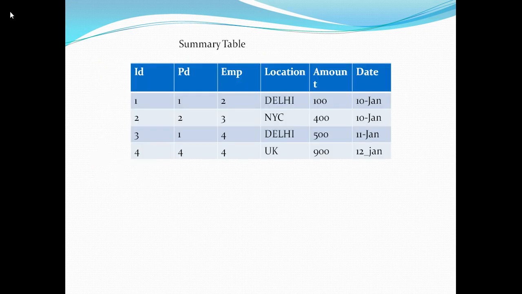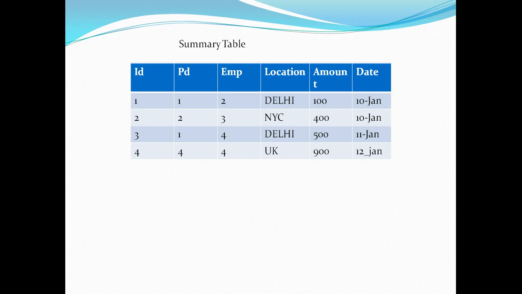Let's understand that with our real summary table. This table has billions of rows and it has a surrogate key column ID. Then it has the details of the products that are being sold, the employee who sold the product, the location at which the product was sold, the amount of revenue that was generated from that particular sale, and the date on which that sale happened.